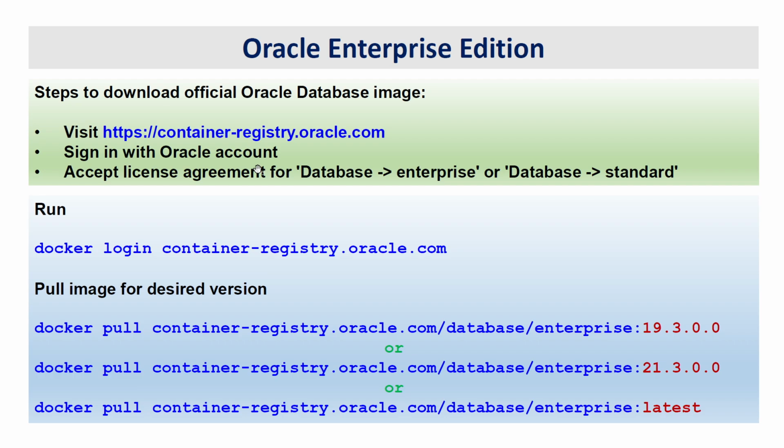Once you have done these steps, then again you will have to log into that container-registry.oracle.com from the Docker environment, and make sure you use the same ID. Once you log in, you can pull either Enterprise Edition 19.3 or Enterprise Edition 21.3, or you can say enterprise:latest, which will pull the latest Enterprise Edition Oracle database.